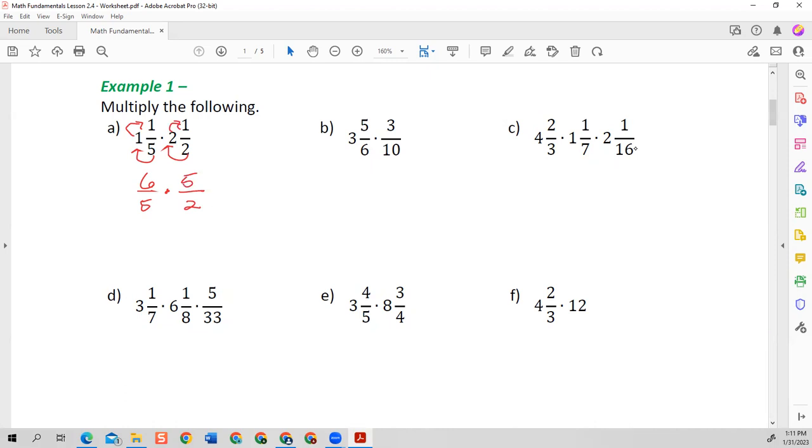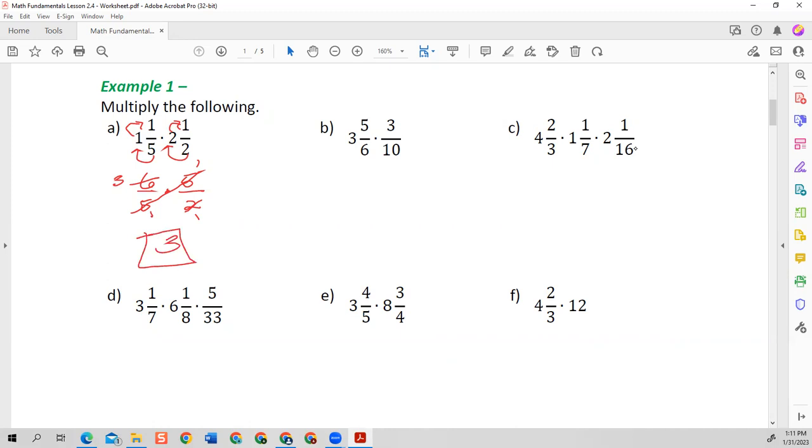And then now we reduce if possible. And I notice I have a 5 over a 5. That reduces down to 1. I have a 2 that goes into itself once, but goes into 6 3 times. Now I have 3 times 1 all over 1. So my answer is 3.